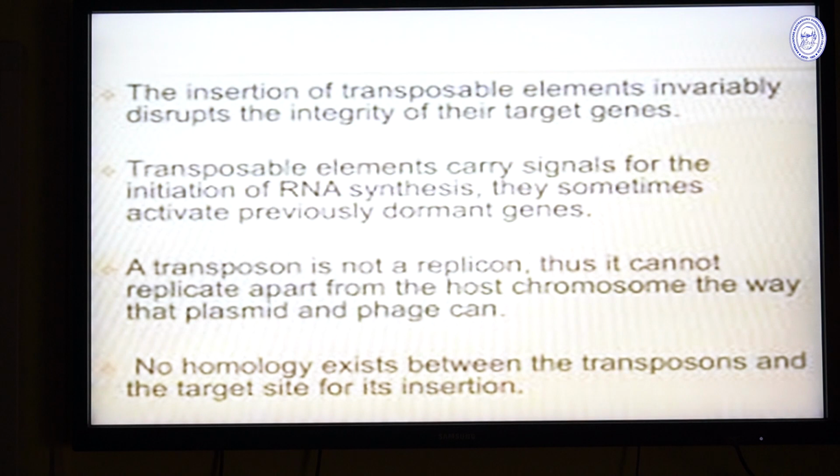There is no existence of homology between the transposons and the target site. So whenever a new transposon is getting inserted into a target DNA, this insertion is happening on the basis of non-site specific recombination. This is not at all a site specific recombination.